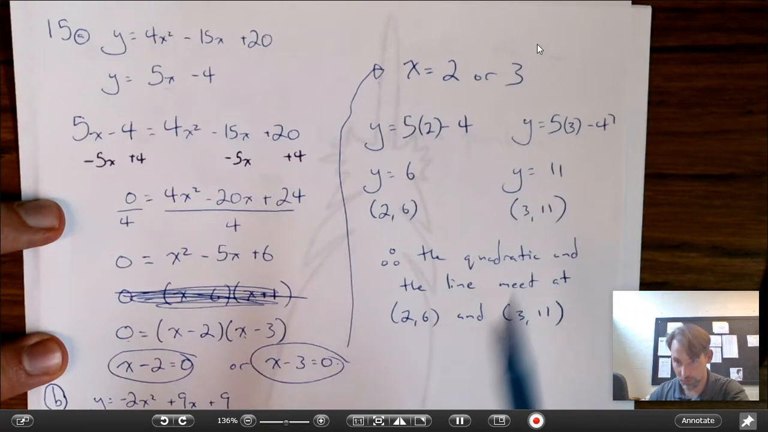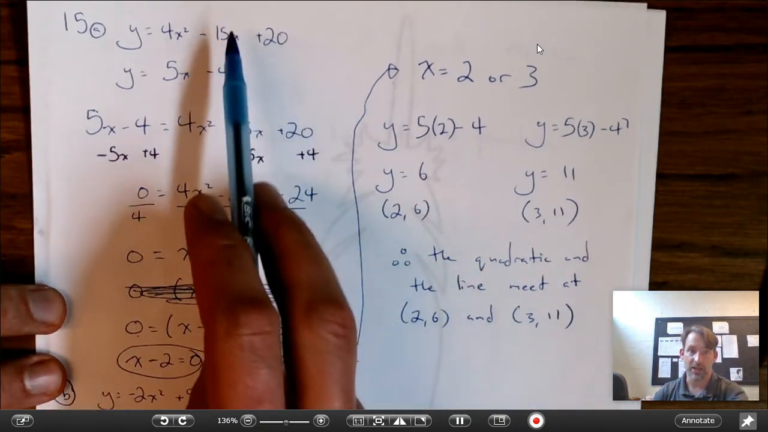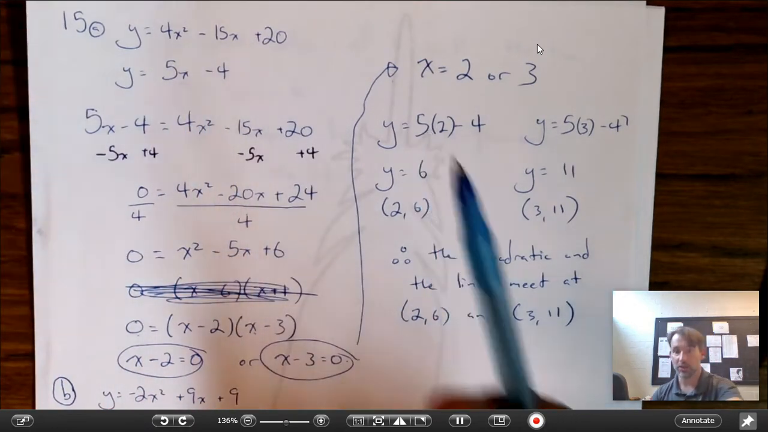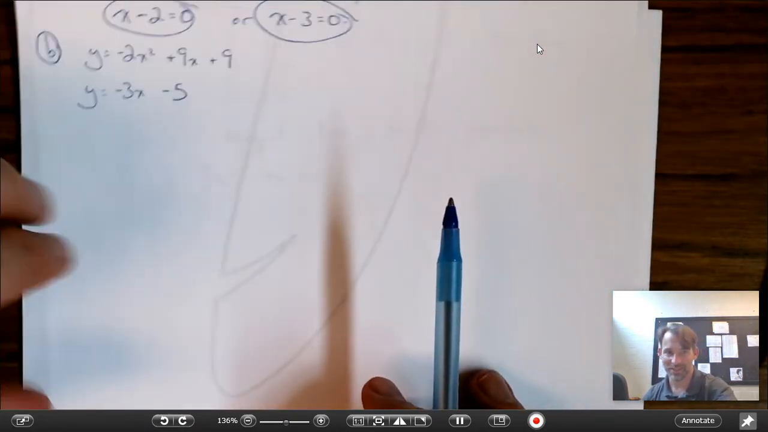If you want, you can write that out and do your substitutions to check both points and make sure they satisfy both equations. If they do, then you got 100% of the marks. You got it. All right, unless you made mistakes in other places.